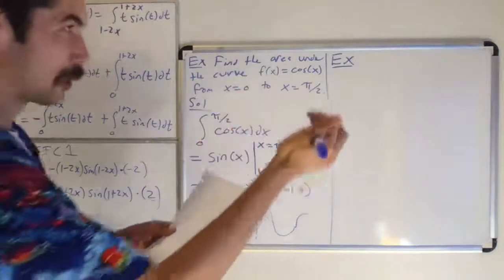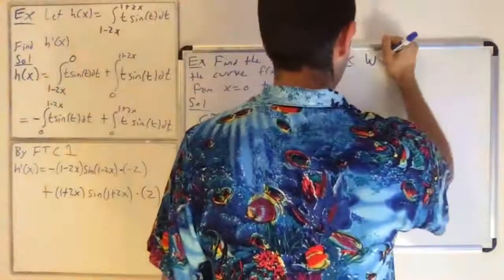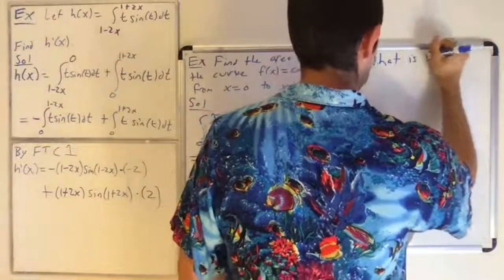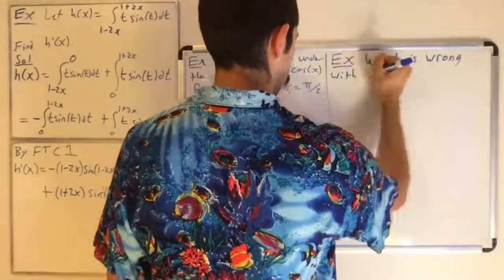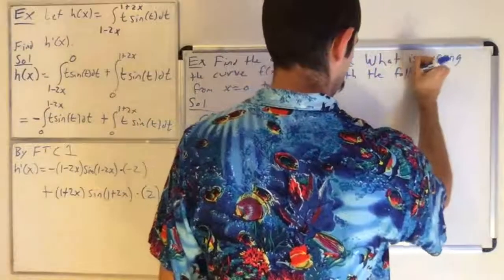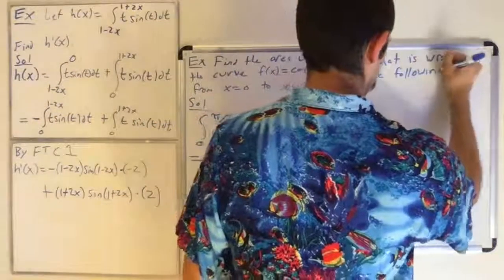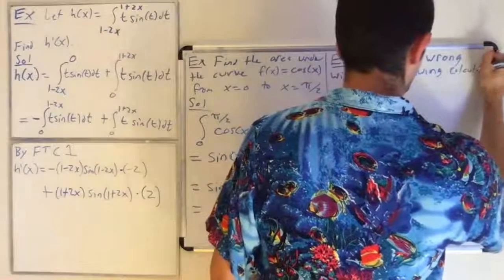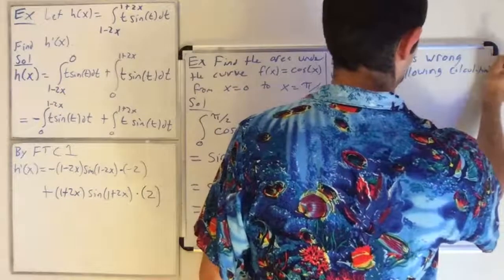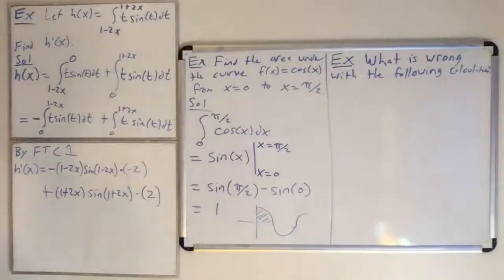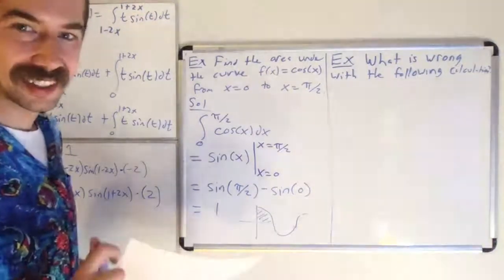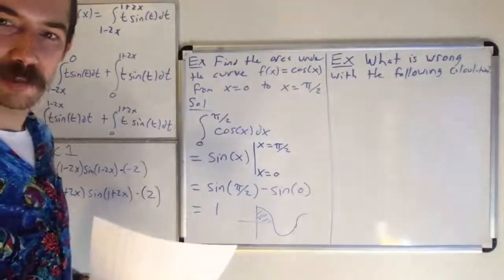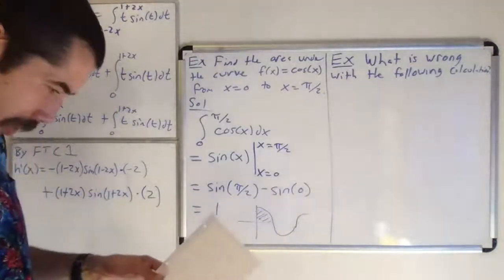So this example is, what is wrong with the following calculation? I'm going to write out what looks like some good math, and you all have to tell me why it's fake math. Okay, that's the plan here.